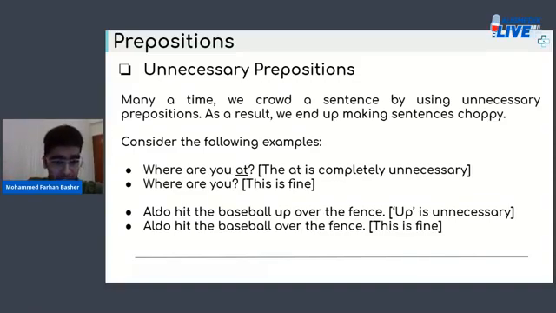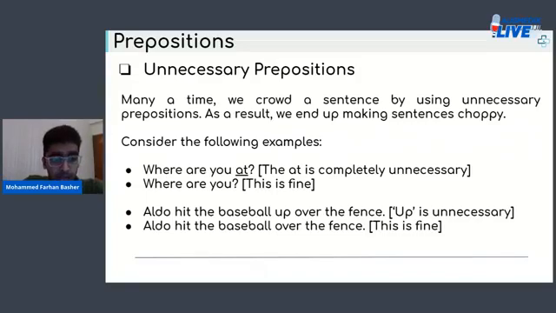Consider the following examples. Where are you at? Mistakenly or colloquially at times, we do say that, where are you at, right? So here, the preposition at is completely unnecessary. If you really want to know where some person is, you just ask, where are you? That's it. That's good enough. You don't have to say, where are you at? Adding at to the question would be grammatically incorrect. So we will not do so. We'll just say, where are you?